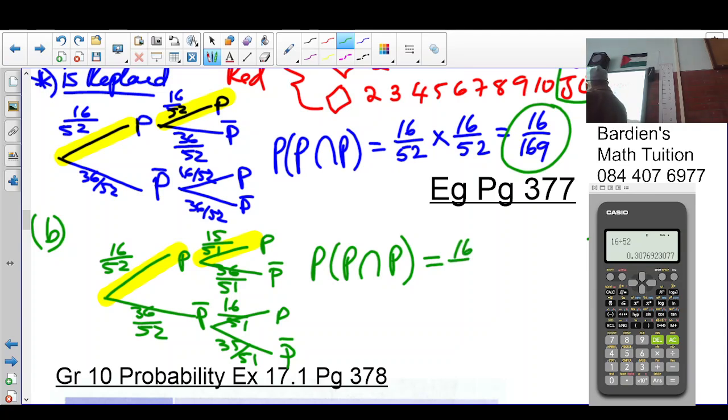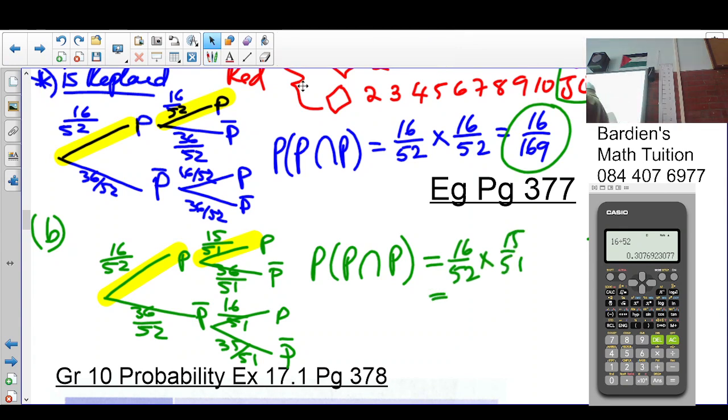So you get 16 out of 52 times 15 over 51. Let's put that in the calculator: 16 out of 52 times 15 out of 51. That gives you 0.0904, which is 20 over 221. Which confirms what we are saying.